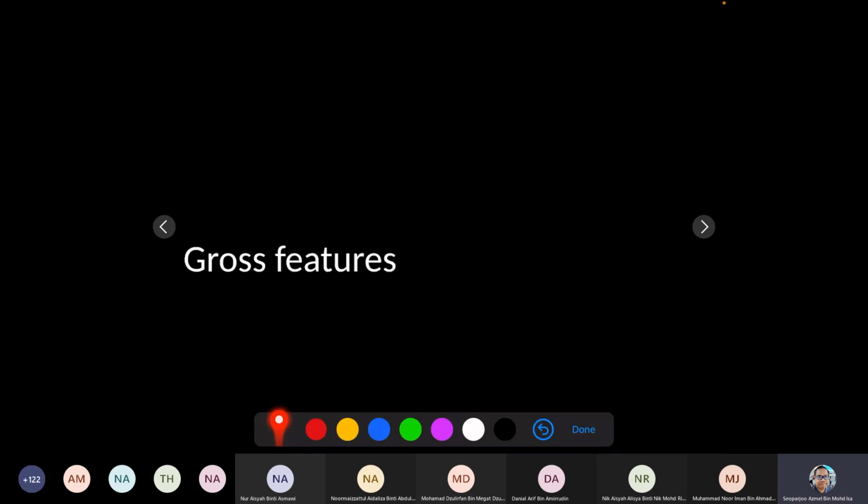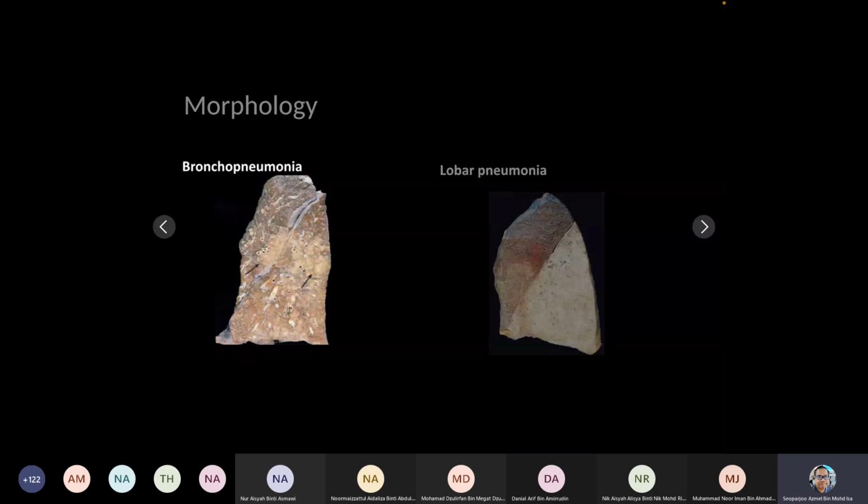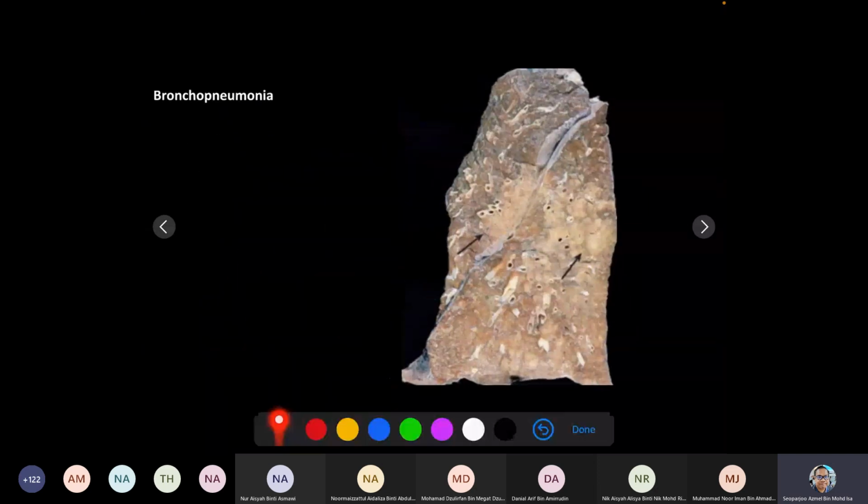Okay, next is the gross feature for pneumonia. I've already mentioned there are two types of pneumonia, which are bronchopneumonia and lobar pneumonia. So let's go for bronchopneumonia first. You can see this is a lung that had been sectioned, cut into two. You can see this is the upper lobe and this is the lower lobe.